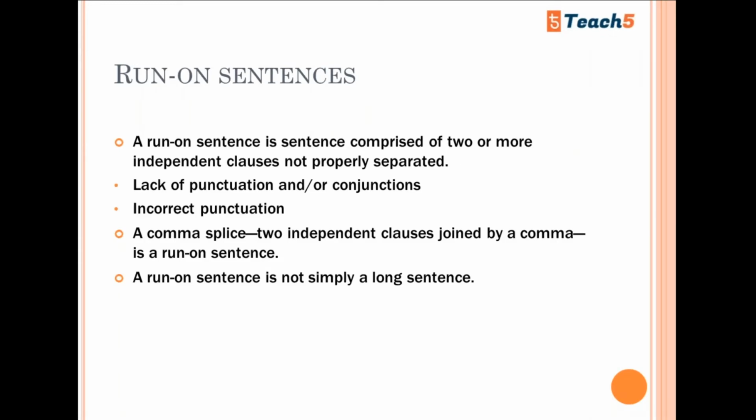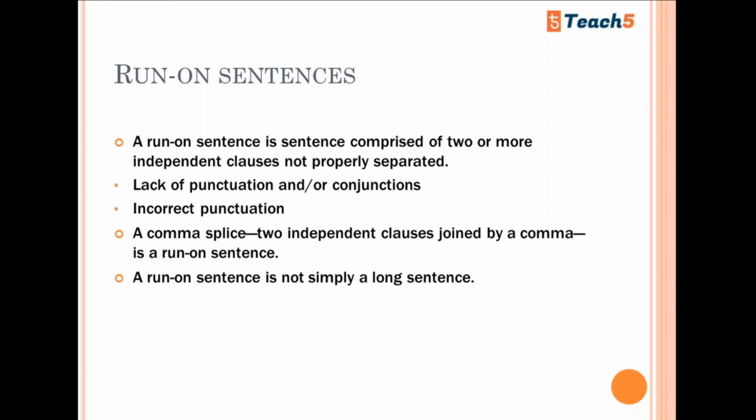Now, run-on sentences. What do you mean by a run-on sentence? A run-on sentence is a sentence comprised of two or more independent clauses not properly separated, with a lack of punctuation or conjunctions, or incorrect punctuation. A comma splice, two independent clauses joined by a comma, is a run-on sentence. Run-on means you have a very lengthy sentence that you have to break, because I am unable to read the whole sentence and understand it.